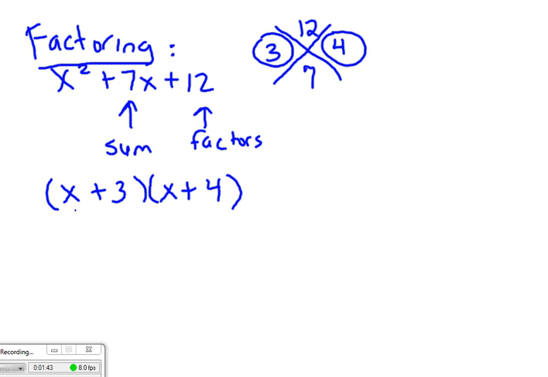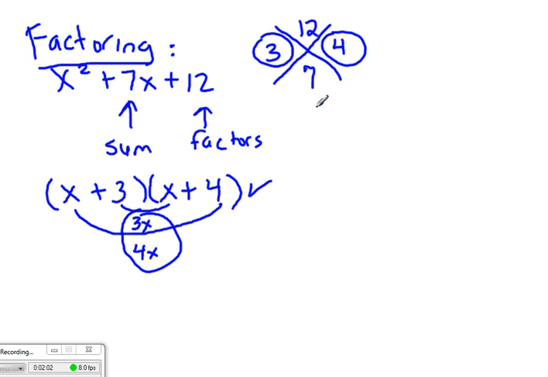Well, where that went is basically when you multiply the outside two, that's 4x, and the inside two, that's 3x. Well, guess what? When you add those up, that's where your 7x is. It's kind of hidden. So that's how you can check to see if you did it right. So that one's all done.